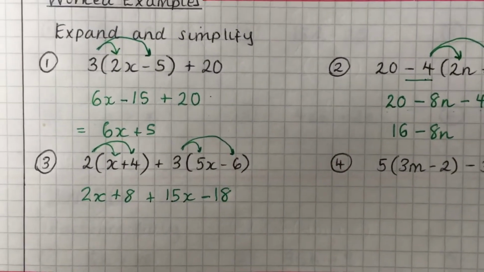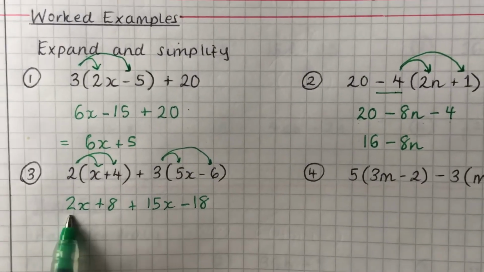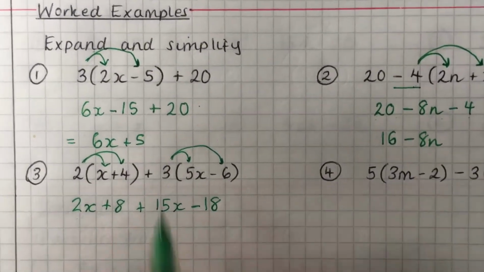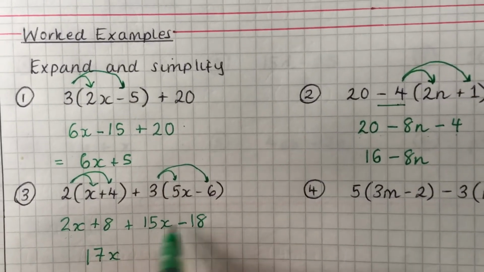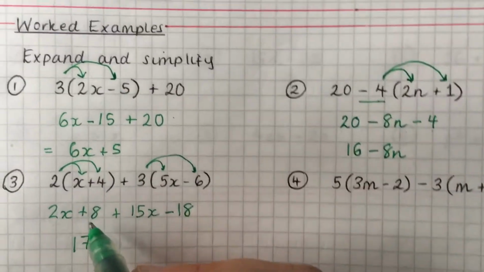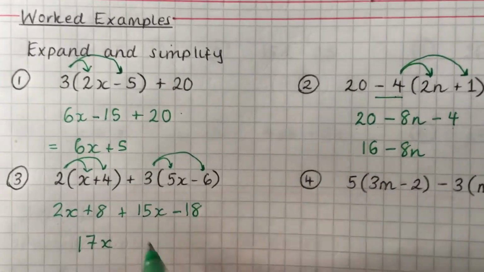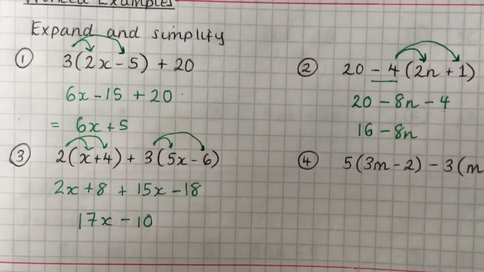Right, now we've done that, we collect the like terms, and this time we do have 2 x's that we can put together. So 2x add 15x gives you 17x. And then don't forget to include the minus here, plus 8, so positive 8 minus 18. So 8 minus 18 gives us minus 10. And that is our final answer.